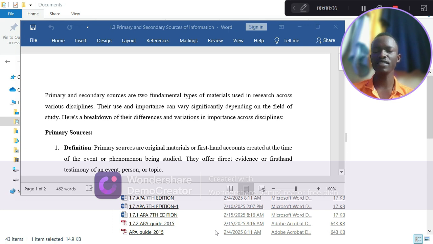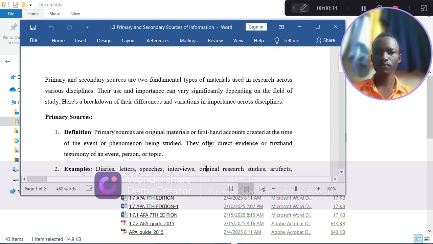So from here, I will be going with you through primary and secondary sources of information, or various sources where you can get your information, as there are two fundamental types of material used in research across various disciplines. Before going through that, I have to explain to you what primary sources are.